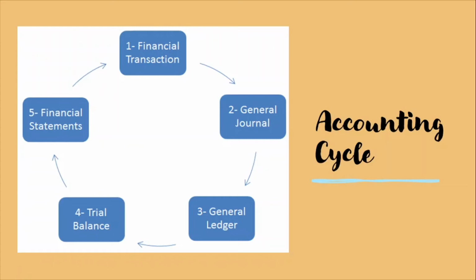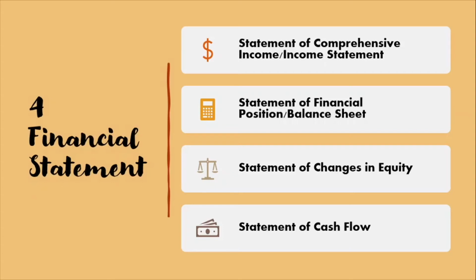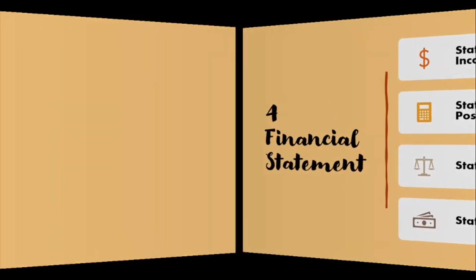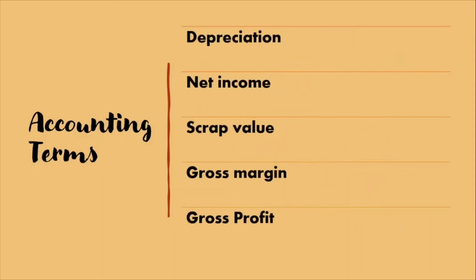Then we draw up financial statements. Speaking of financial statements, we have four main financial statements that an organization has to prepare. You have the statement of comprehensive income, also called the income statement; the statement of financial position, also called the balance sheet; the statement of changes in equity; and the statement of cash flow. I will give you a video with more details on these financial statements. And I tried to pick out a few accounting terms that I think we should know when starting.